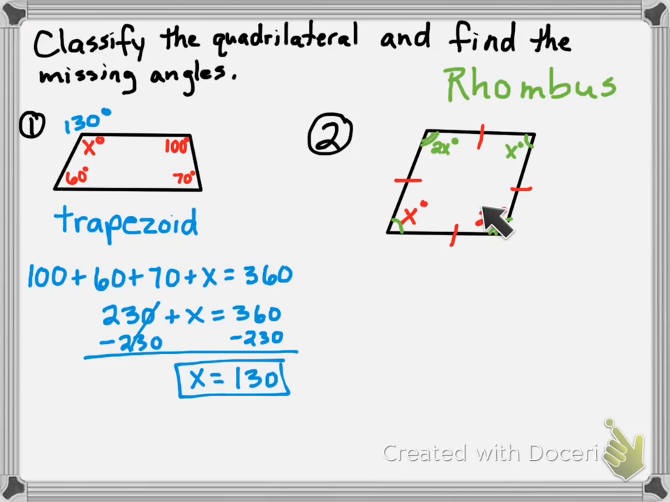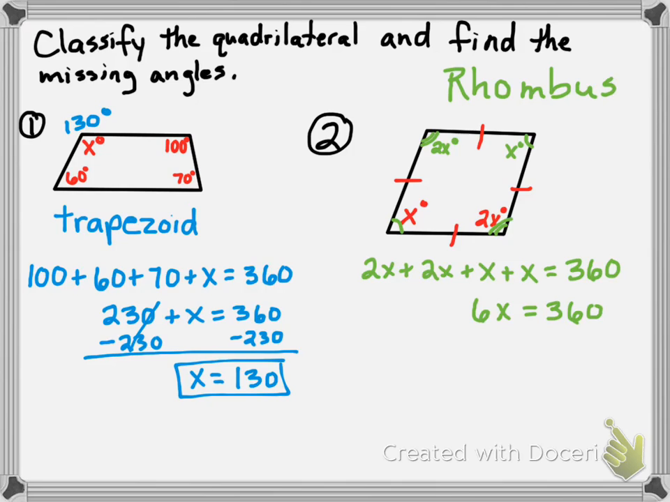Okay, so I have an x, a 2x, an x, and a 2x. So if I add all four of those angles together, I get 2x plus 2x plus x plus x. And what does that equal? Well, when it's all said and done, since it's a quadrilateral, it should equal 360. So now I can solve my equation. Well, can we combine like terms here? Yeah, that's 2x plus 2x plus 1x plus 1x. Isn't that just 6x? 2 plus 2 is 4, plus 1 is 5, plus 1 is 6. So 6x equals 360.